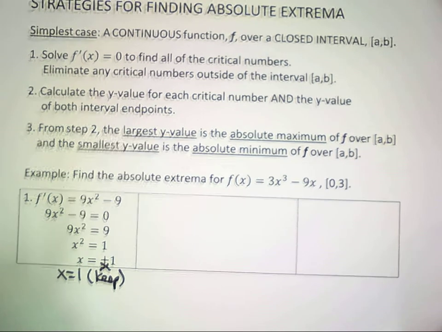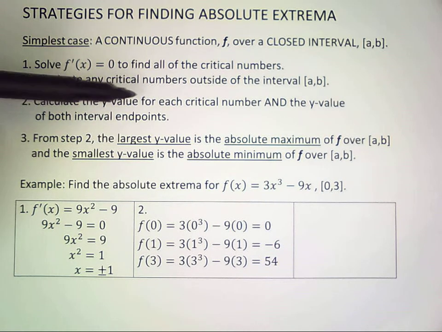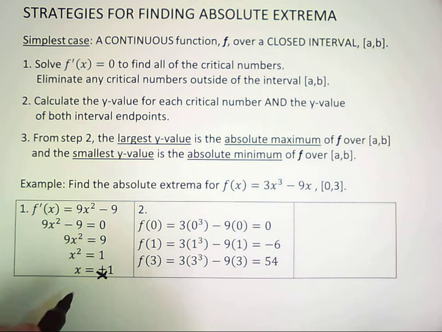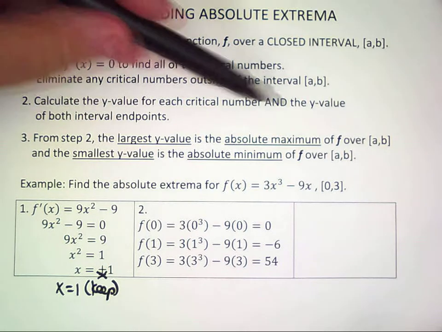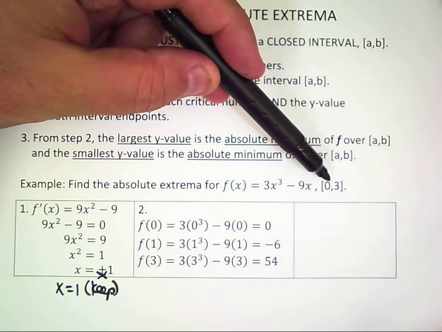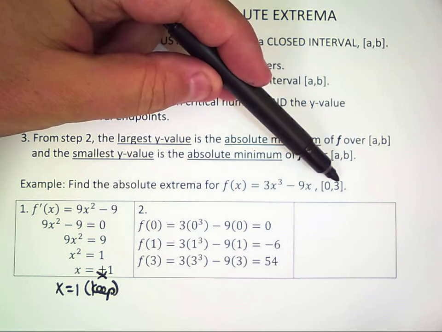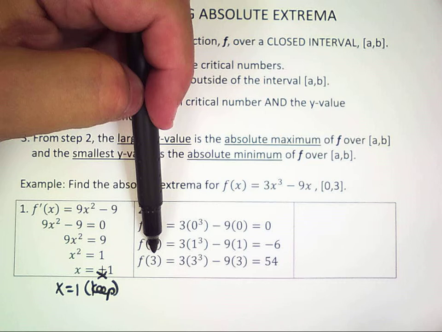Okay, step 2. Step 2 said to calculate the y value for each of the critical numbers. There turned out to be just 1. Remember, I had to toss the minus 1 because it's not in the interval and just keep the 1. So I calculate f of 1, but I'm also calculating the y values of both interval endpoints. I'm going to calculate the y value for the left endpoint, which is f of 0, and for 3, which would be f of 3.